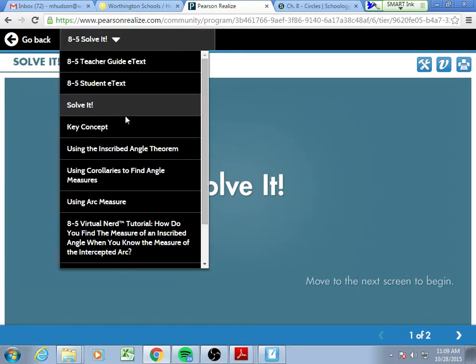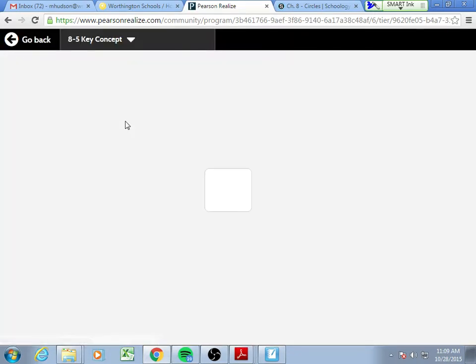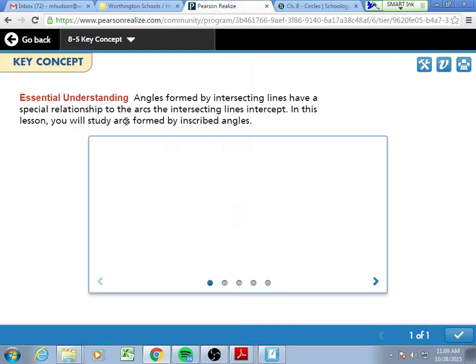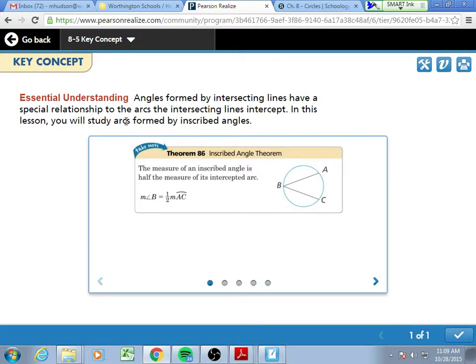I'm going to skip the Solve It just so we can dive right into it. So check out our theorems here. Our first theorem here, 86. If an inscribed angle is from a point on the circle, not just in the circle, but on the circle, to two other points on the circle, that angle is going to measure half the measure of the arc. So angle B, the degrees of it, will be half the arc measure from A to C.